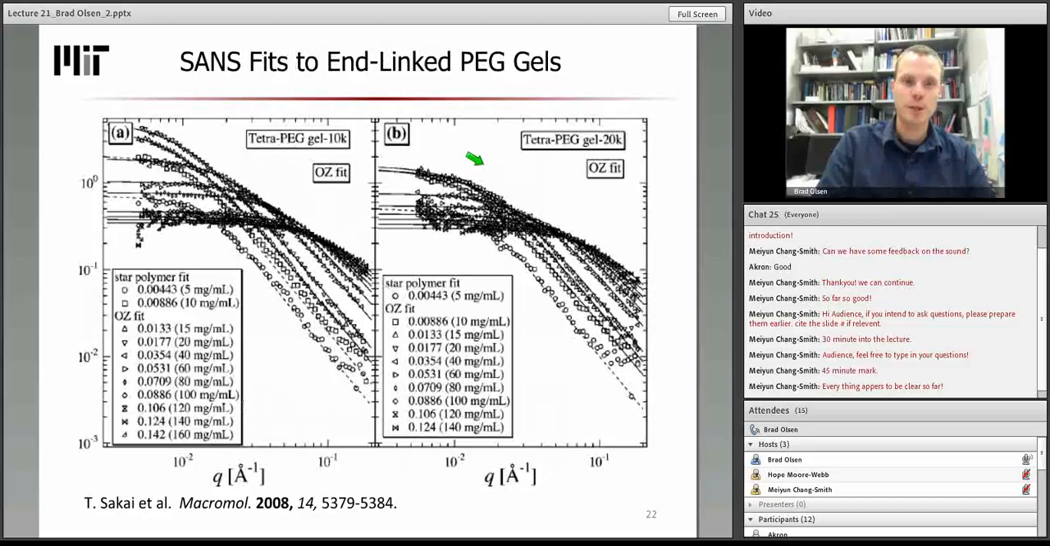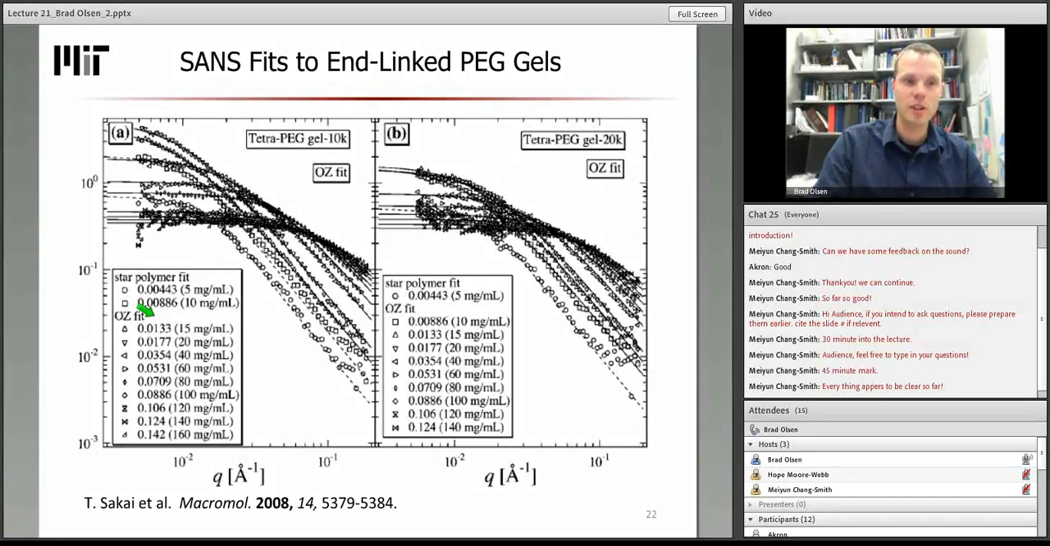These are SANS fits to end-linked PEG gels over a very wide variety of different conditions. So they have here a Tetra-PEG gel at 10K, Tetra-PEG gel at 20K, so 2 different molecular weights of the PEG arms. And then what you see is fits as a function of concentration of the material in the gel. And so that's shown here down in the legend. And what you see is very strong agreement between just the equation with just the Oz function, without the squared Lorentzian function, over a wide range of concentrations.